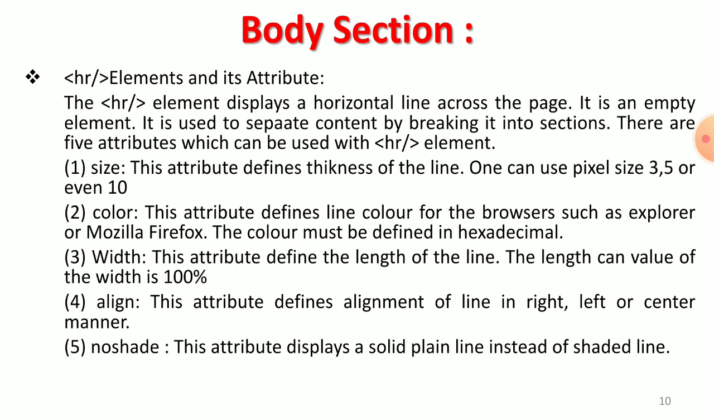Next is width. This attribute defines the length of the line. The length can also be defined as a percentage of the width of the browser window, and the default value of the width is 100%. You can also change the width size for hr, 50, 60, 70 as per your requirement. And then fourth is align. This attribute defines alignment of the line on the right side, left side, or center. This is the hr align attribute.